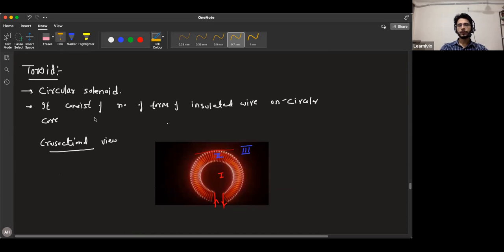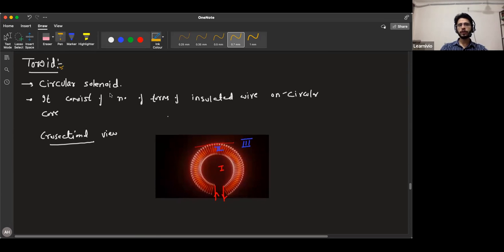So देखिए, let's see. The next is toroid. Toroid is a circular solenoid. The number of turns are wound over a circular core. You can consider it like this. These number of turns are over a circular core. So this is a toroid. Some current I is entering into it. Then the same current I will come out of it. This is a toroid.